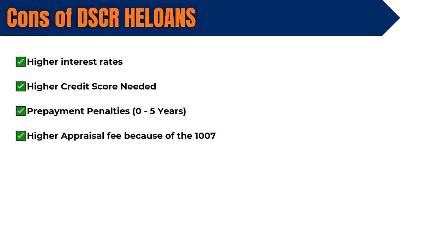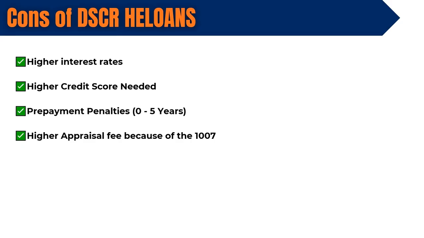Some of the cons might be that this is a higher interest rate than maybe some of the other home equity line of credit options that you might be able to find if you did a full documented loan, meaning your taxes, W-2s, all of that. With this, we need a 680 credit score minimum with home equity lines. If it's a full doc, you can potentially go lower than that. These can have prepayment penalties from 0 to 5 years.